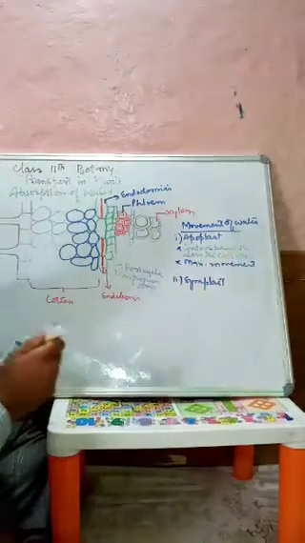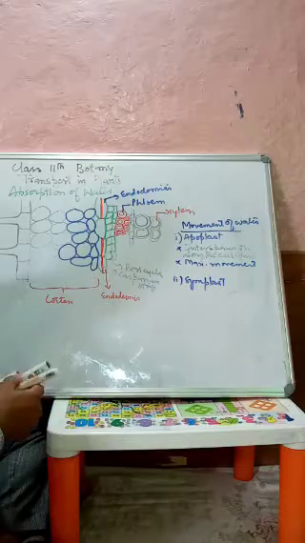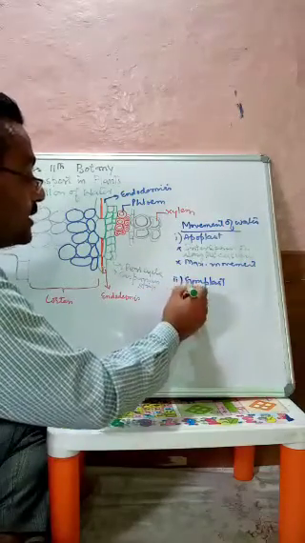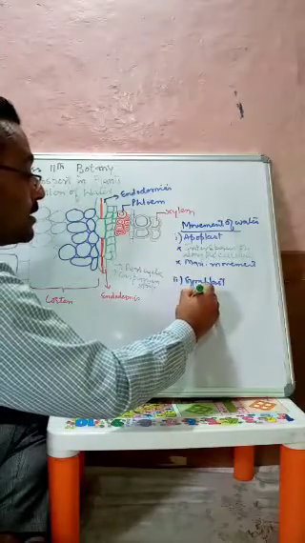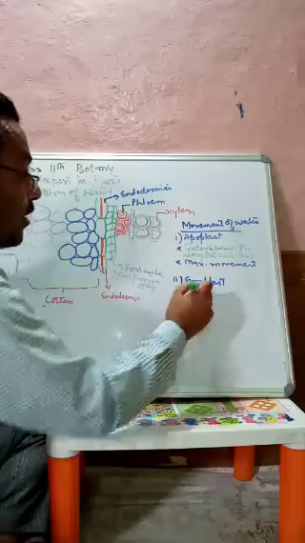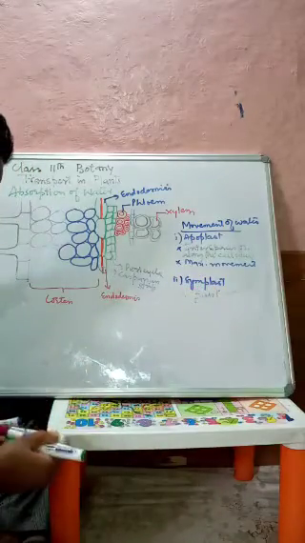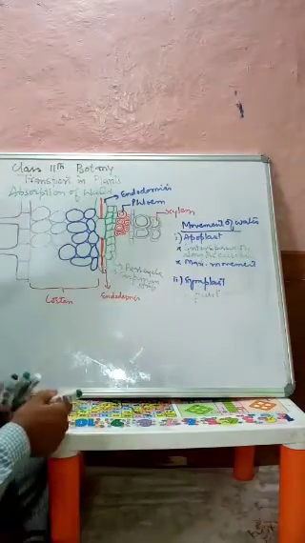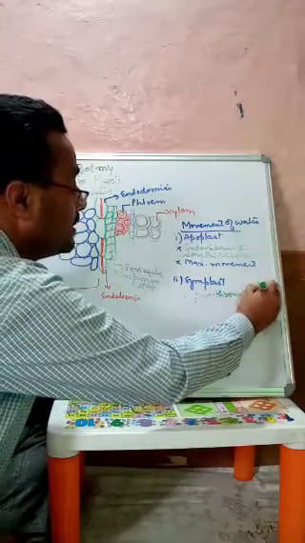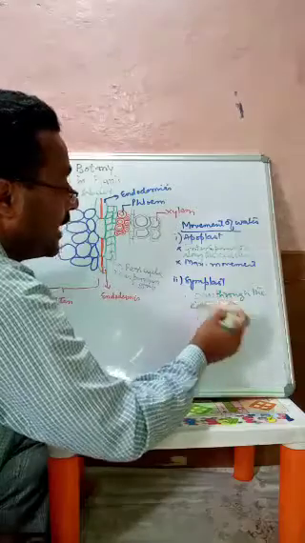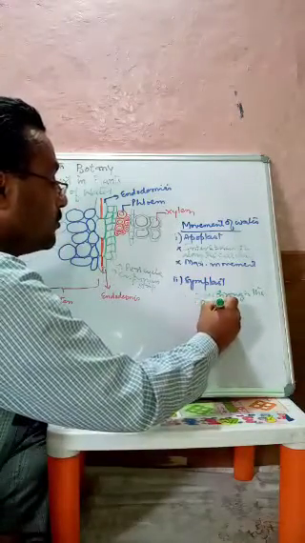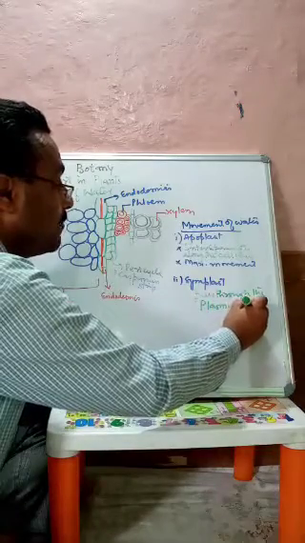Now in case of symplast, what we will see is that the water has to pass through the cells. It has to pass through the plasmodesmata rather. Plasmodesmata.